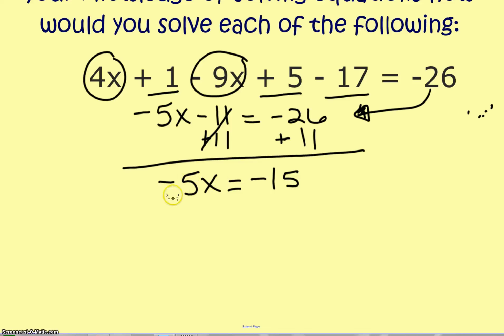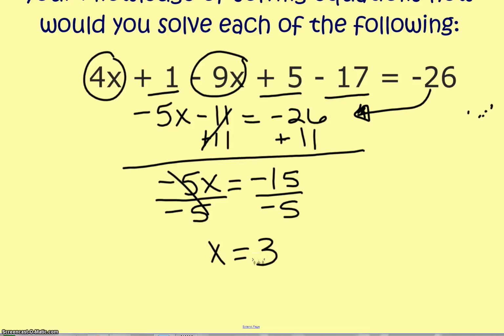X is still not by itself. It has this coefficient of negative 5. Right now, the negative 5 and x are being multiplied. So what is the opposite or the reciprocal of multiplication? Division. So I'm going to divide by negative 5 on both sides. And I have x equals 3.